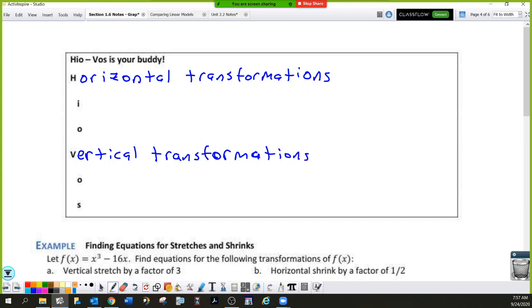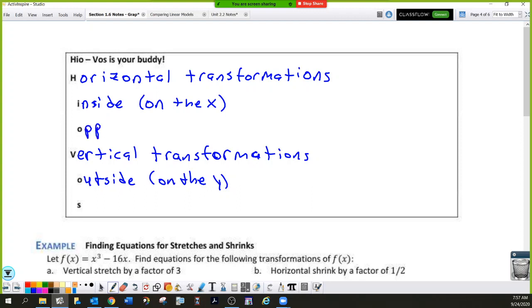The second letter in both of those things tells you where these kinds of transformations occur. Horizontal transformations occur on the inside because they're on the x. Whereas vertical transformations happen on the outside, on the y. And then the final letter describes the effect. Horizontal changes happen on the inside, and they have the opposite effect.